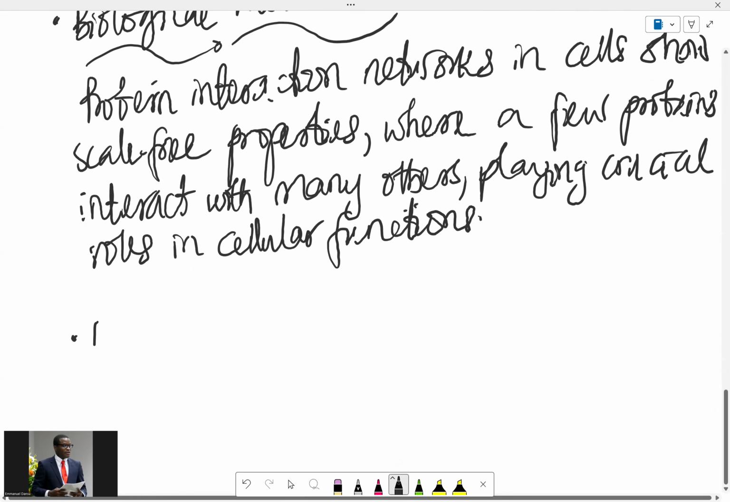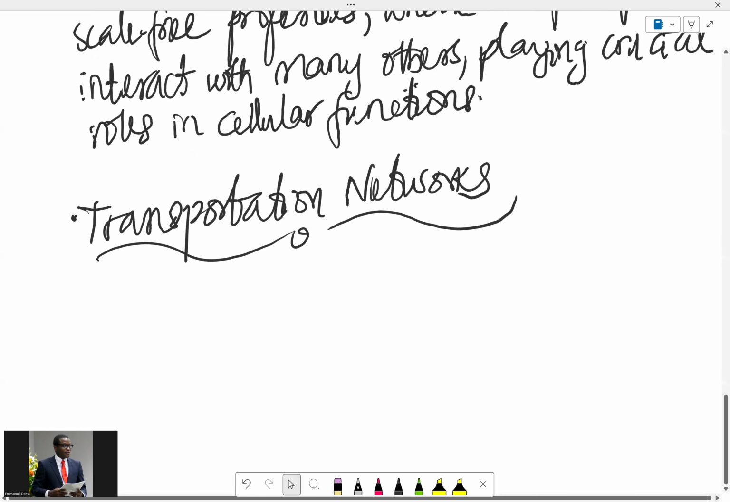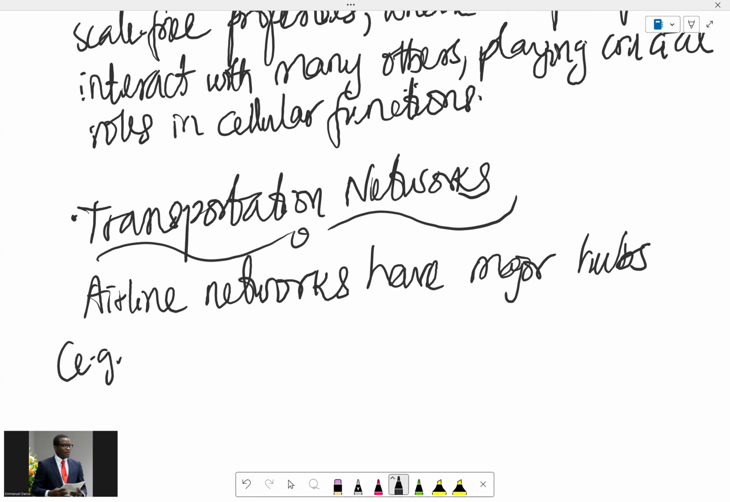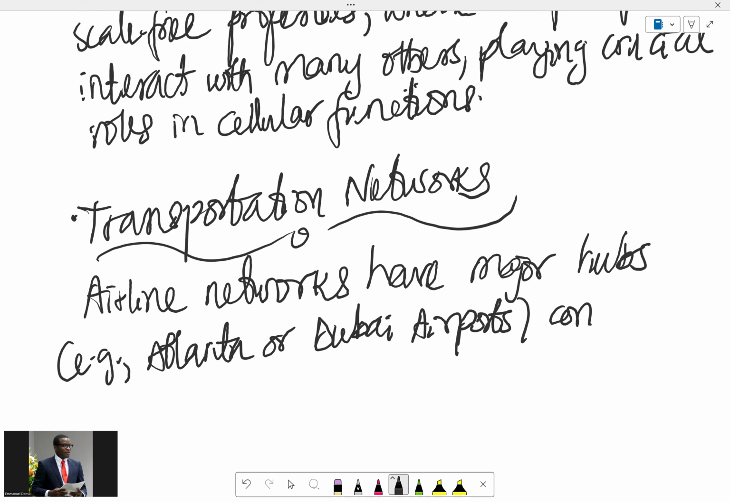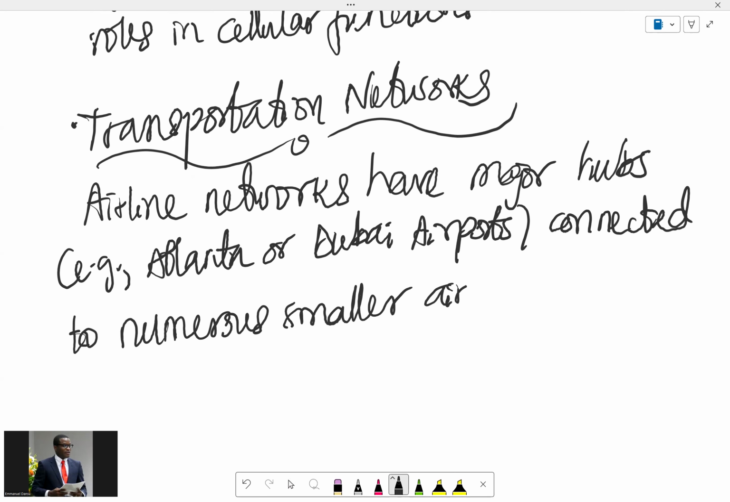Then we also have transportation networks. Some airports are disproportionately more patronized than others because they are like serious hubs of commerce. So airline networks have major hubs. In fact, even globally, right? E.g., you have the Atlanta airport in Atlanta or Dubai airports connected to numerous smaller airports, optimizing global connectivity.